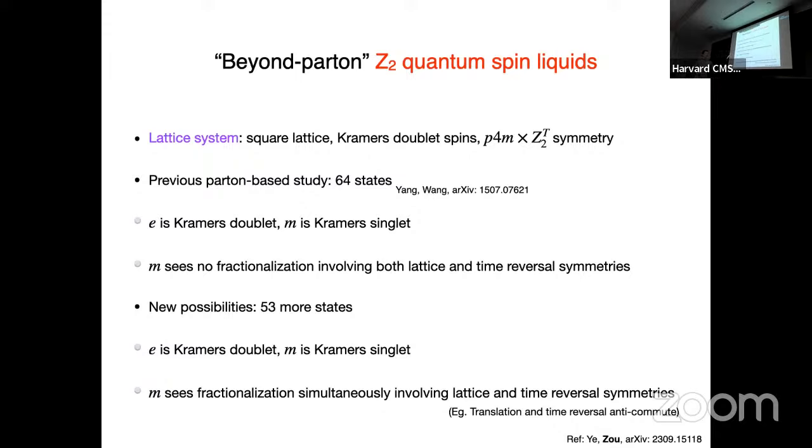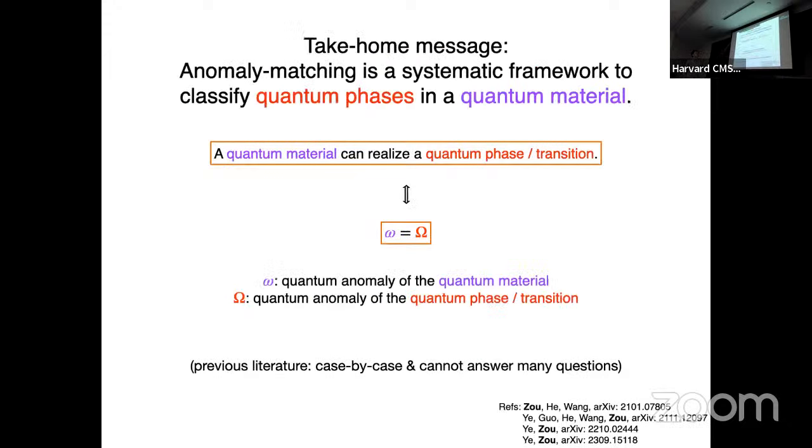Okay, so I'm basically running out of time. Let me summarize. Do all these phases actually exist, or is it only possible? Strictly speaking, we can only say they are possible. We haven't constructed the models for them, but that's the next step. It could be that there are some other constraints we haven't thought of. It's possible, but it would be very interesting if they are.